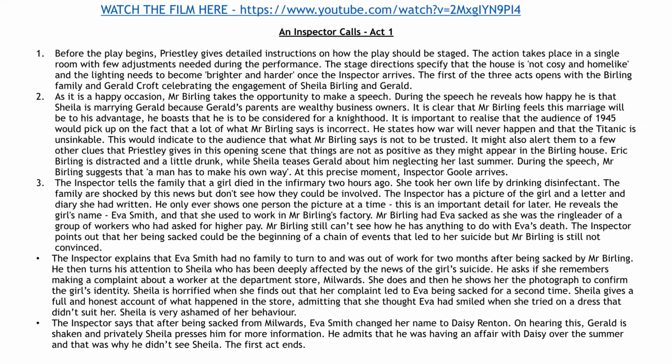So, Act 1, you've got the link to the film there, please, if you haven't watched it already. I'd like you to make sure that you have at least watched that so you remember the story of the play itself. But in Act 1, obviously, you've got Priestley giving detailed instructions on how the play should be staged. Remember, it is a play, it is to be performed. So therefore, he does give instructions, Priestley, from the beginning as to what it should look like on stage. It takes place in a single room, the dining room of the Birlings, and there are obviously small adjustments throughout the staging of the performance.